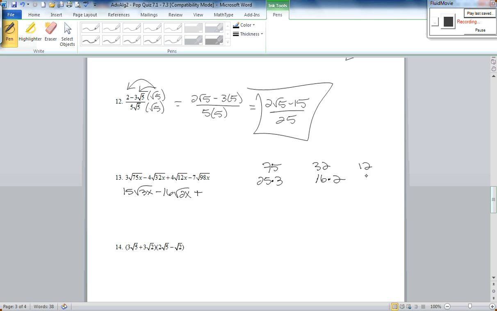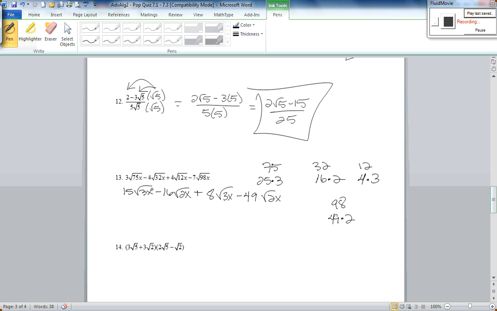Plus 12 can be written as 4 times 3, the square root of 4 is 2, 2 times 4 is 8, we're left with the square root of 3x. And 98 is going to be 49 times 2. Square root of 49 is 7. 7 times negative 7 is negative 49. We're left with the square root of 2x.